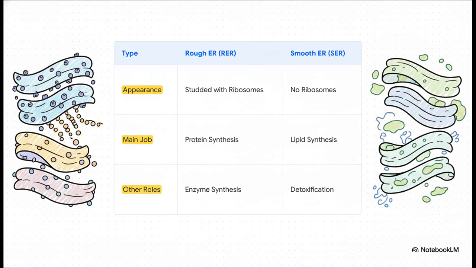Then you have the smooth ER. No bumps, no ribosomes. Its main job is making lipids, fats. And it also does other stuff, like helping your liver detoxify things.